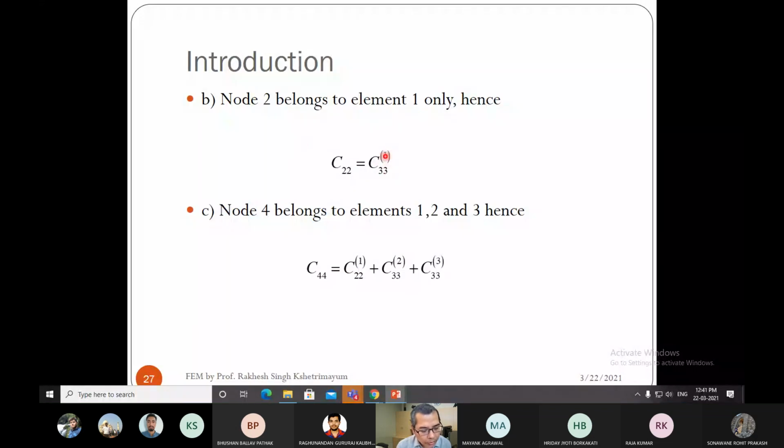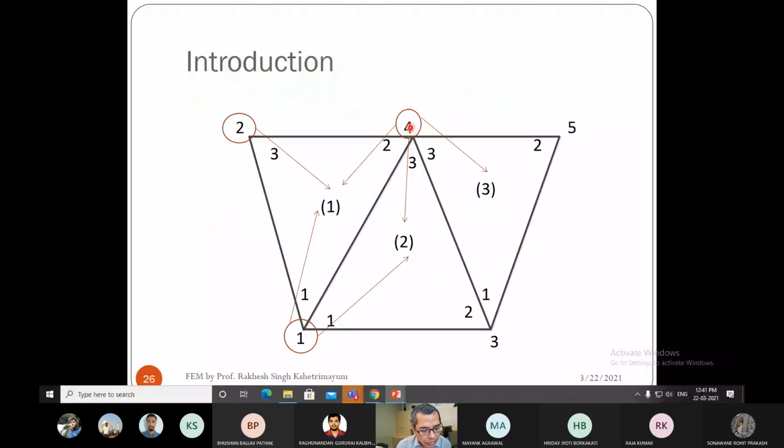If I want to find C44, this C44 is the global node number 4, an element of the global coefficient matrix. But this is local node number 2 of element 1, so C22_1. This is local node number 3 of element 2, C33_2. And this is local node number 3 of element 3, so C33_3. So you add all of them, then you'll get C44.